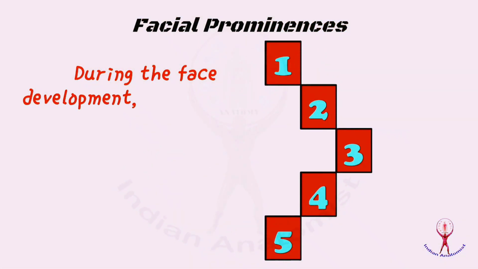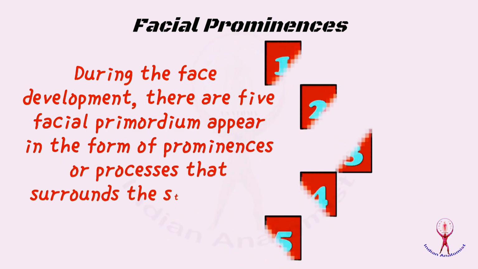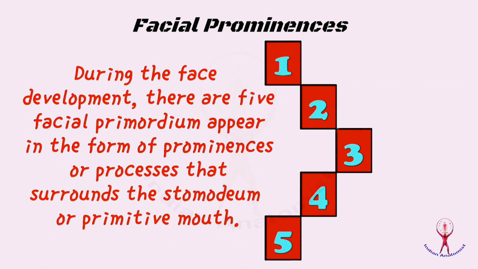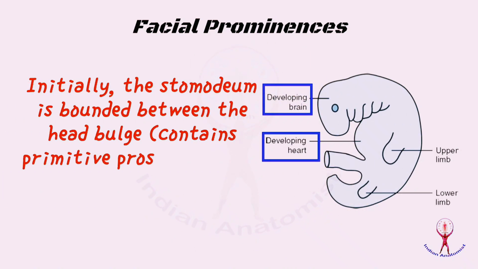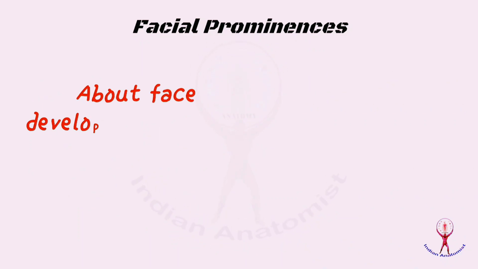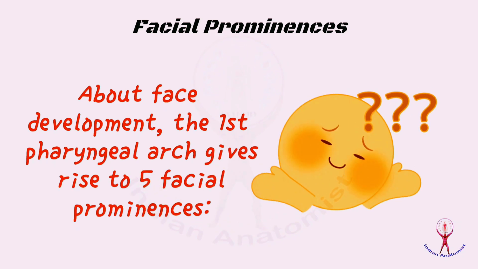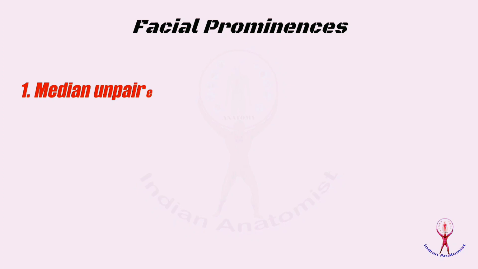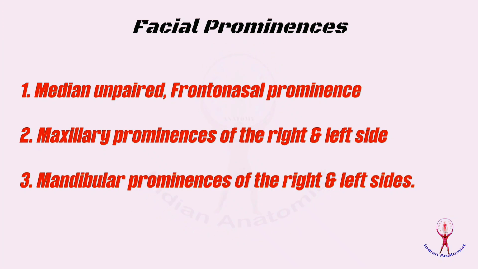During face development, five facial primordia appear in the form of prominences or processes that surround the stomodeum or primitive mouth. Initially, the stomodeum is bounded between the head bulge, which contains the primitive prosencephalon, above, and the pericardial bulge below. About face development, the first pharyngeal arch gives rise to five facial prominences. What are those facial prominences? They are 1. Median unpaired frontonasal prominence. 2. Paired maxillary prominences of the right and left side. And 3. the mandibular prominences of the right and left sides.